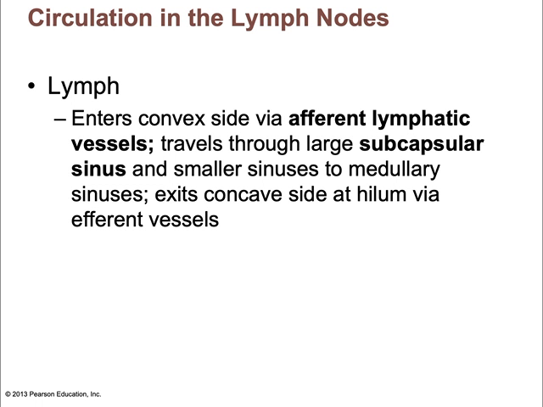Lymph is going to enter the convex side of the lymph node through afferent lymphatic vessels. Again, this is a one-way movement through the filtering unit. Then it travels through subcapsular sinuses and smaller sinuses to the medullary sinuses, and then exits the concave side at the hilum through the efferent vessels. So there are more afferent than efferent vessels, and that's to slow the flow sufficiently so that we have time for the lymphocytes and the macrophages to do their work. If the material goes through too quickly, then we're going to have a problem effectively catching, destroying, and presenting the antigens from the pathogens to the lymphocytes so that they can be activated.